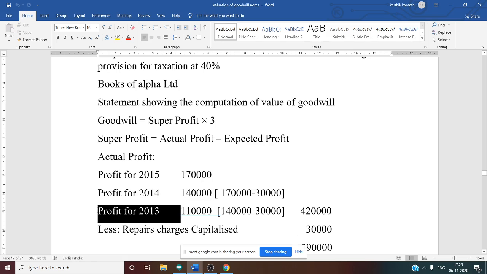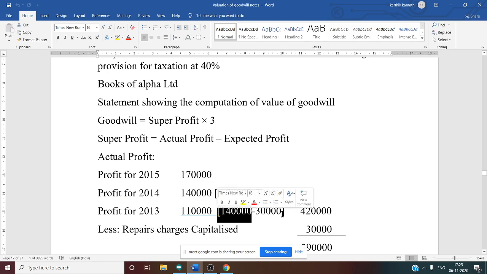Then similarly for 2013 also, same thing, that is 2014 profit minus 30,000 again. You will get 1,10,000. So total profit of all 3 years, that is 13, 14, 15, total profit is 4,20,000.